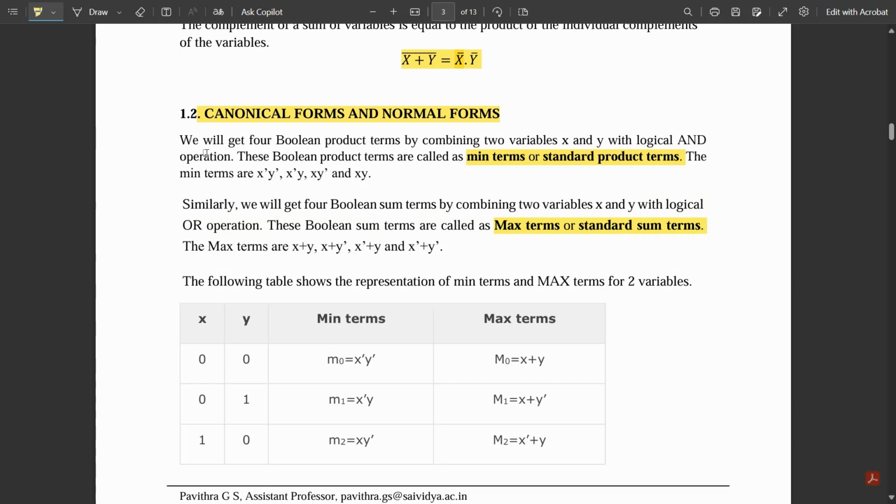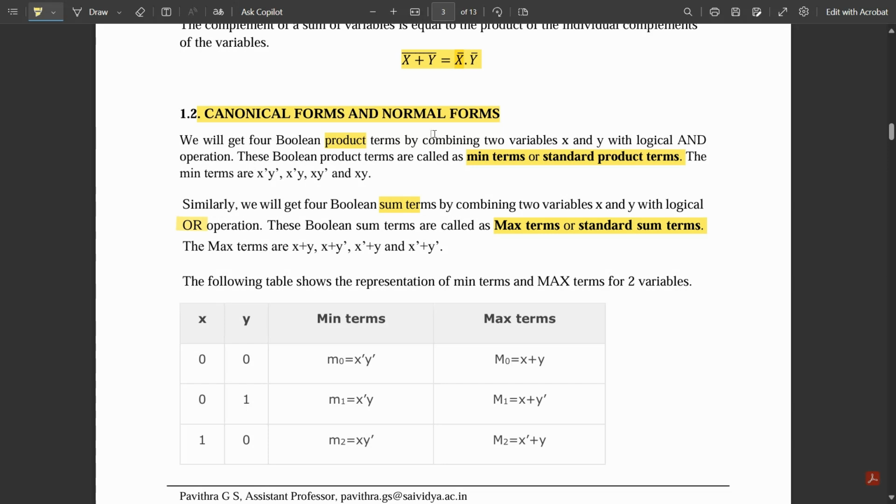Let us see now. We will get four Boolean product terms by combining two variables x and y with logical AND operation. Why have they used the AND operation? Because we have product terms. So whenever the word product comes, you should use the logical AND operation, and whenever the word sum comes, you should use the logical OR operation. Okay. So these Boolean product terms are called min terms or standard product terms.